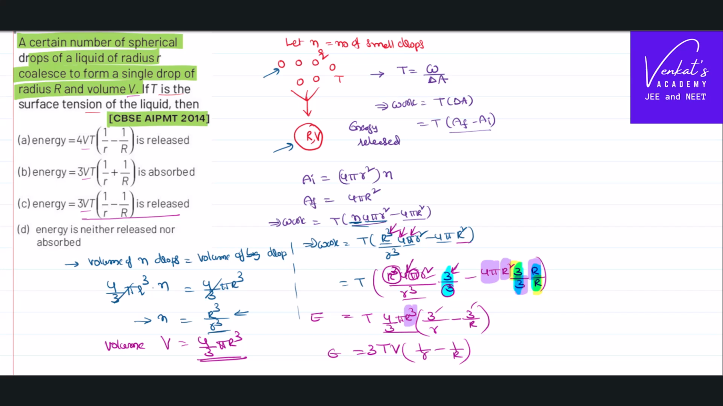So to solve this problem, we have used some basic concepts. We have to know carefully that based on the very definition of surface tension, work done can be written as T into change in the area, bigger area minus smaller area. Next, as volume is conserved, we got a relation for the value of n in terms of R and r. And simply by substituting the values, I got the answer.